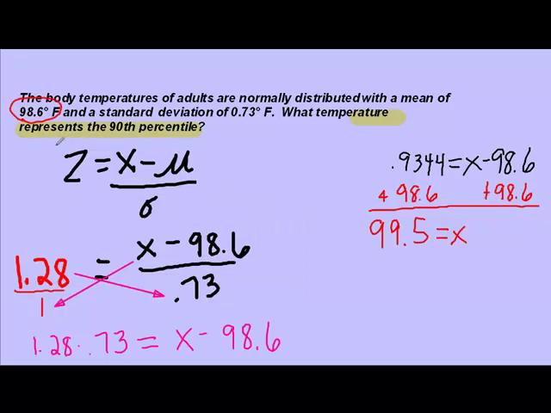And that's all well and good, but not everybody is that. So if you're in the 90th percentile, what's your body temperature? Body temperature would be 99.5.